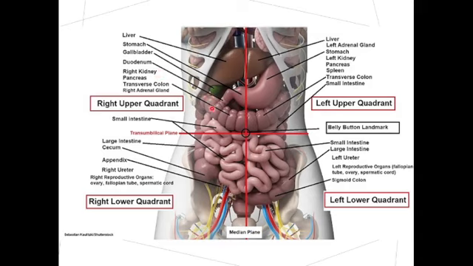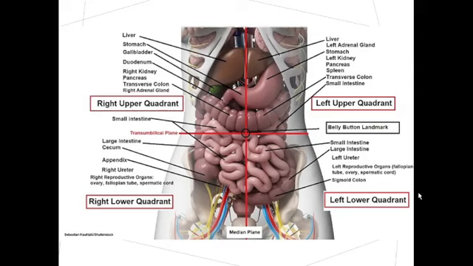pancreas, and our right adrenal gland. In our left upper quadrant, we also see some parts of the liver, stomach, the pancreas, the left kidney, somewhere behind here the spleen, and some parts of our small intestine.